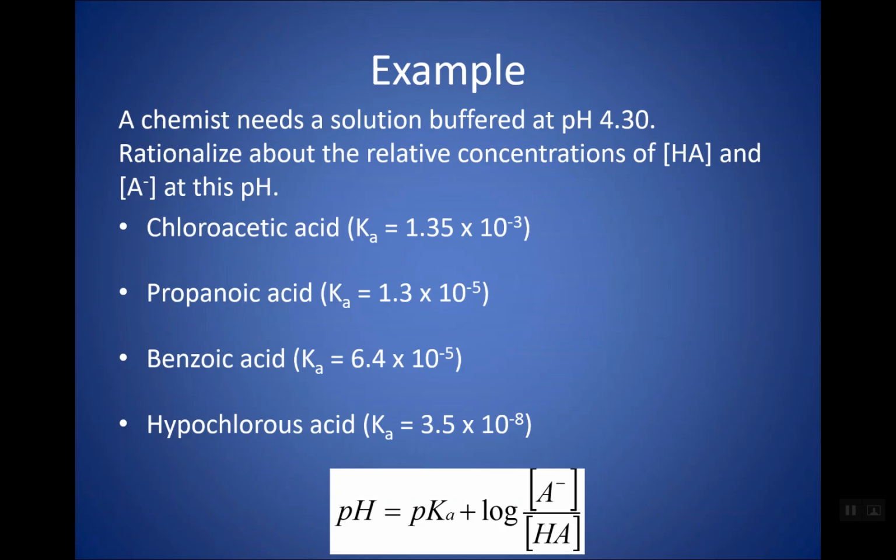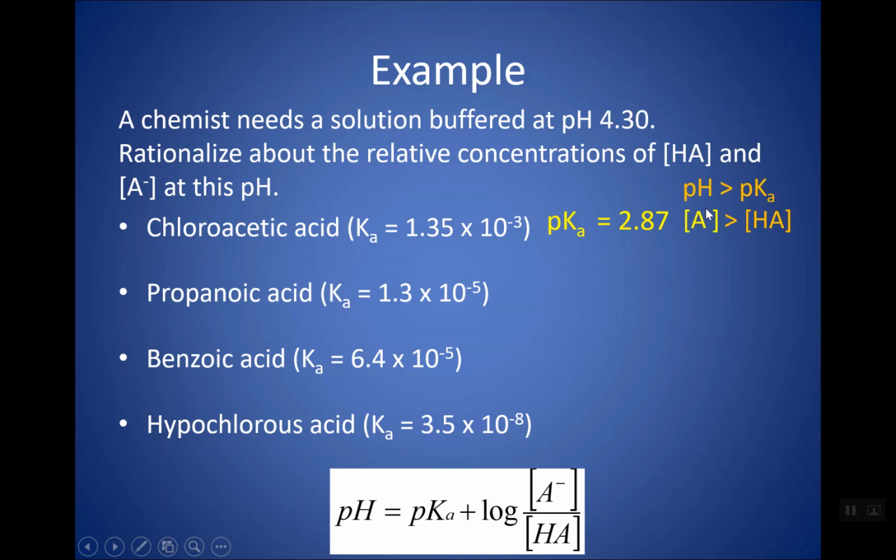So you want a buffer solution that hovers around a pH of 4.3. Obviously, these are the same acids as before. We would love to use benzoic acid because the pKa is closest to the pH, but we still could make a buffer from the others. We're just not going to be able to have equal amounts of each to keep the pH at 4.3. So for this one, my pKa is 2.87. My pH is higher than my pKa. So that means I need to have more base component than my acid component.